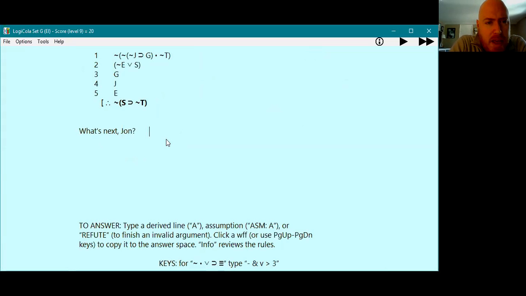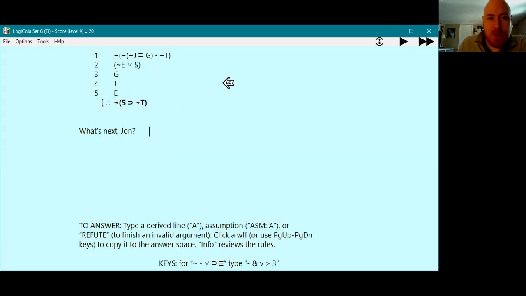It's false that it's not the case that if not G, or not J, then G, and not T. That's a mouthful. Okay, so this tilde is negating this dot out here, all right? Okay, either not E or S, G, J, E, therefore it's not the case that if S, then not T.